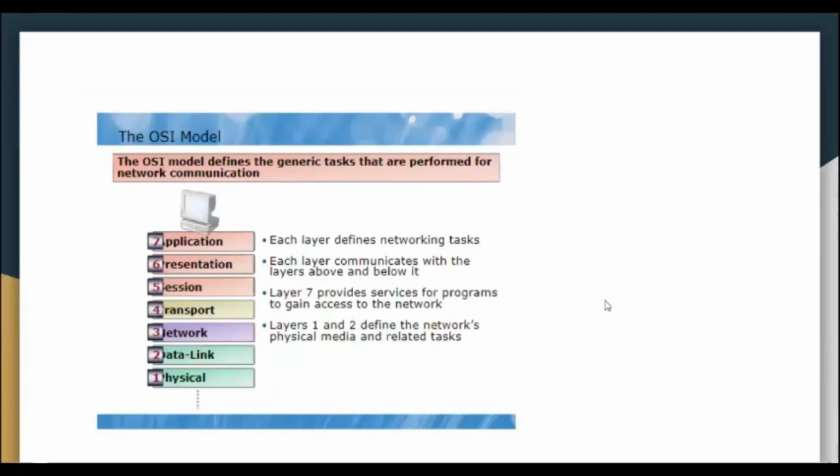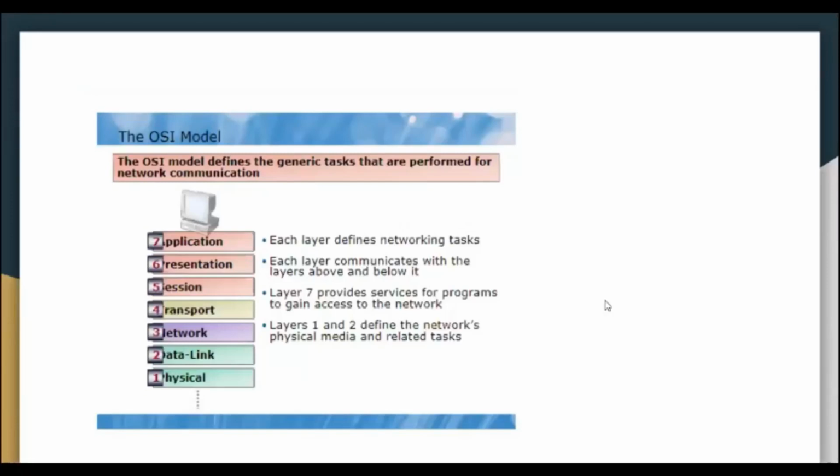In the Open System Interconnection model, we have 7 layers. First, the physical layer. Second, the data link layer. Third, the network layer. Fourth, the transport layer. Fifth, the session layer. Sixth, the presentation layer. And seventh, the application layer. You need to know the 7 layers in sequence, either top to bottom or bottom to top.